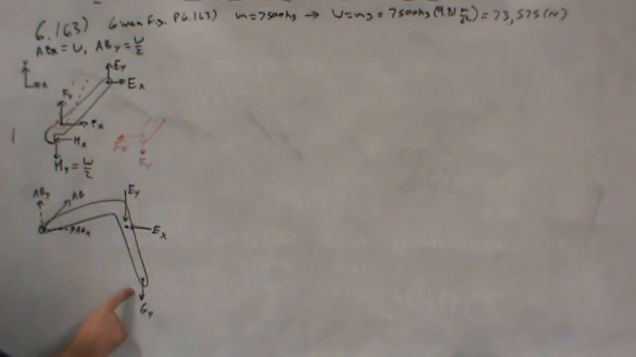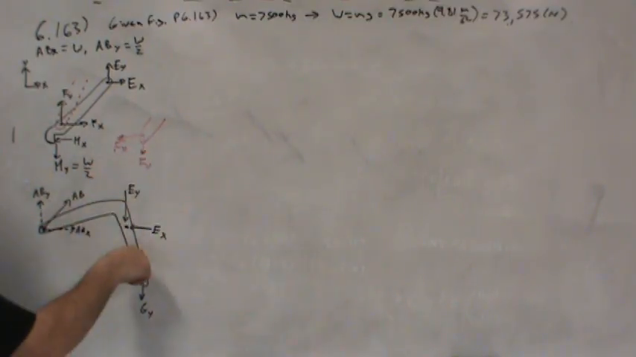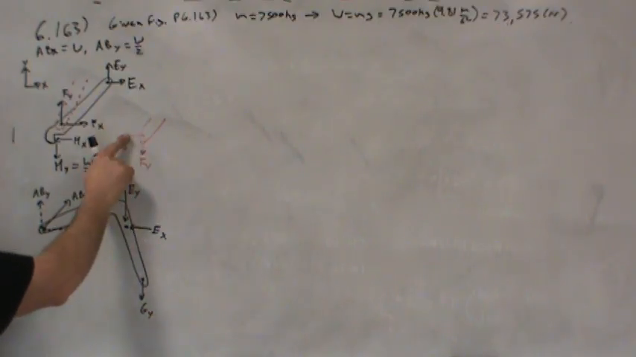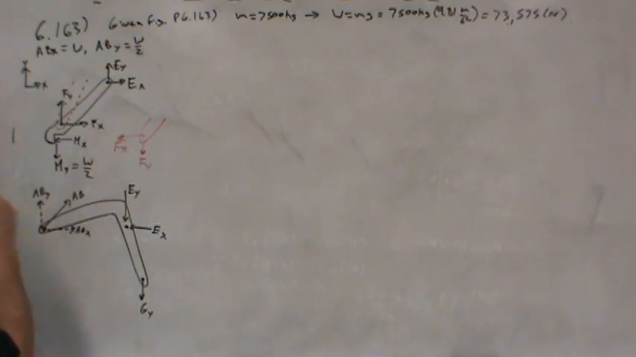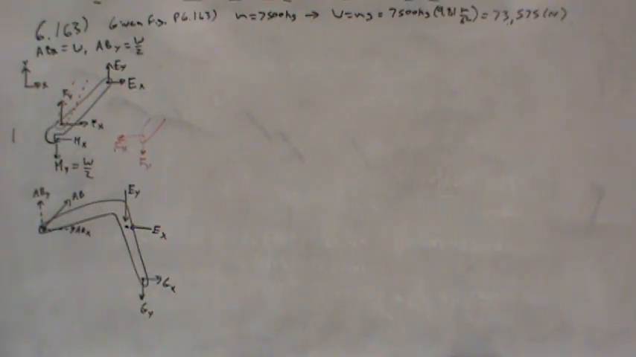But this is a mirror of this, at least about a vertical axis. Both Fy and Gy point downward. That makes sense. But notice that Gx would be opposite of this. So Gx would actually be in this direction. We have to be careful about that.